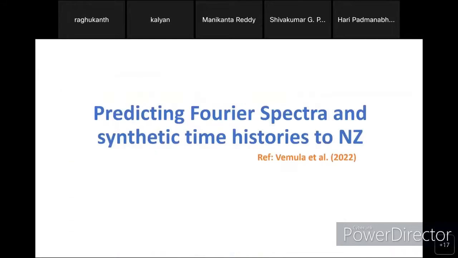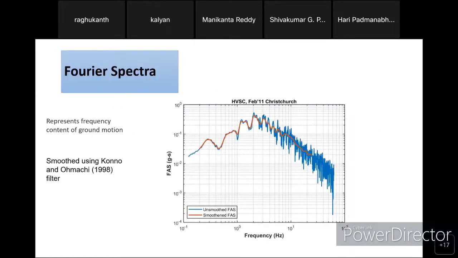Now we will see one more application of the same autoencoders, for the New Zealand database, that is, how to predict the Fourier spectra from the synthetic time histories for New Zealand. Here also the concept is the same, neural networks. But instead of working with response spectra, we work with the Fourier amplitude spectra. Both are the same, not much difference. But the advantage is that with Fourier amplitude spectra you can generate the time history easily, whereas with response spectra, spectrum-compatible accelerograms are a little complex. That's why we do it for Fourier spectra.